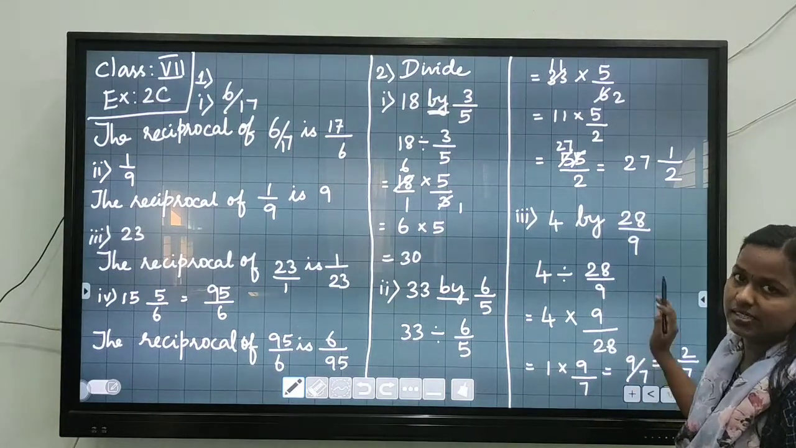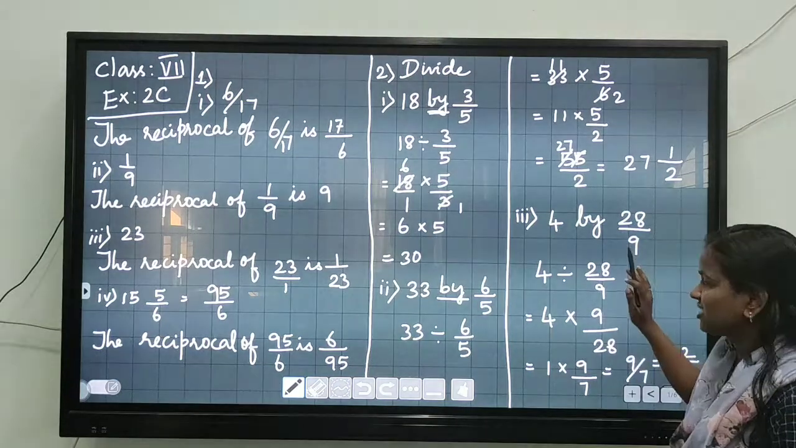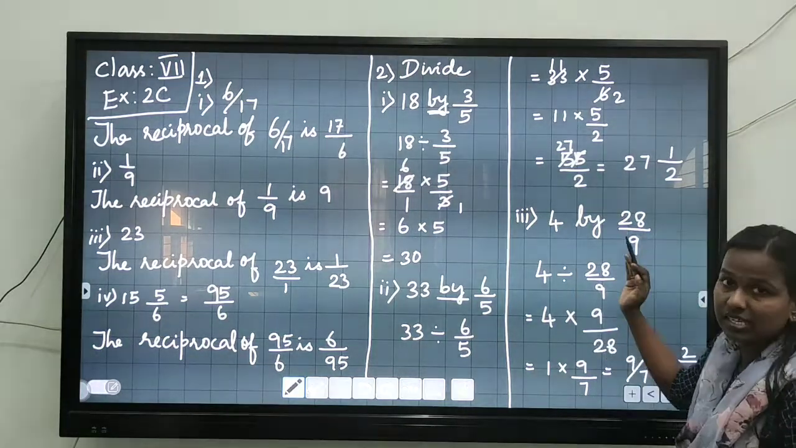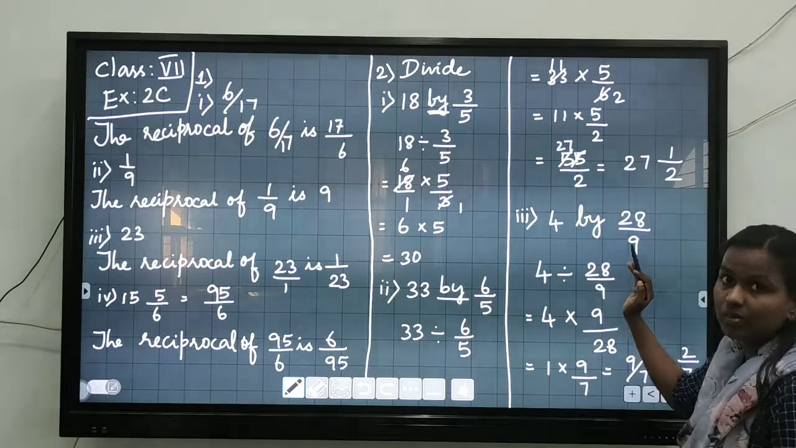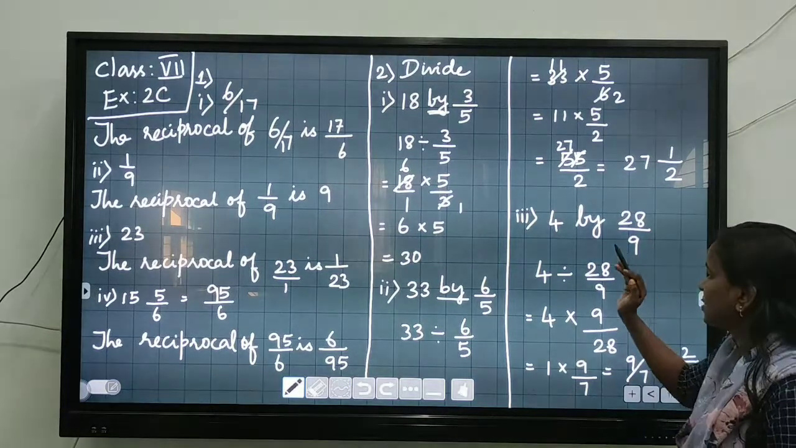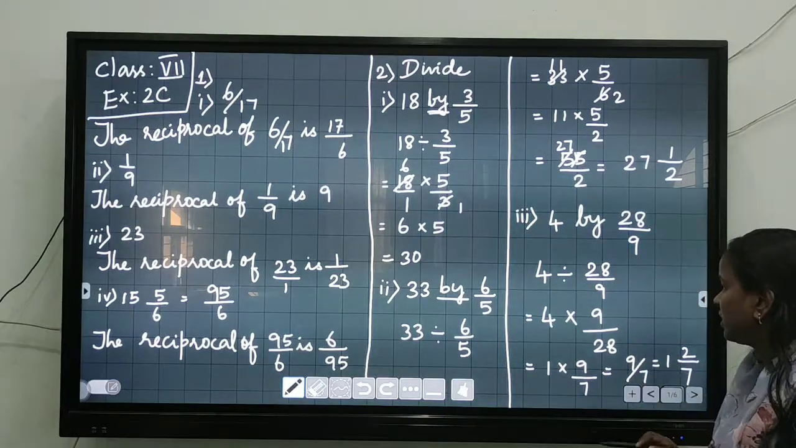Next I am interchanging the second fraction, second term. This is first term, this is second term. I am interchanging the second term. I'm going to find the reciprocal of this term. So I will get 9 by 24.